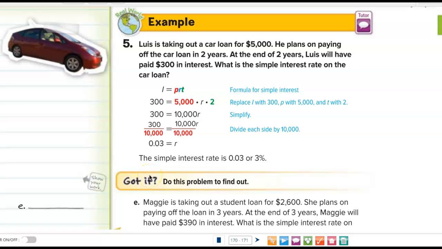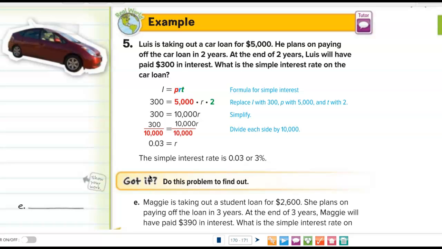Okay, Lucas is taking out a car loan for $5,000. He plans on paying off the car loan in 2 years. At the end of 2 years, Lewis will have paid $300 in interest. What is the simple interest rate on the car loan?